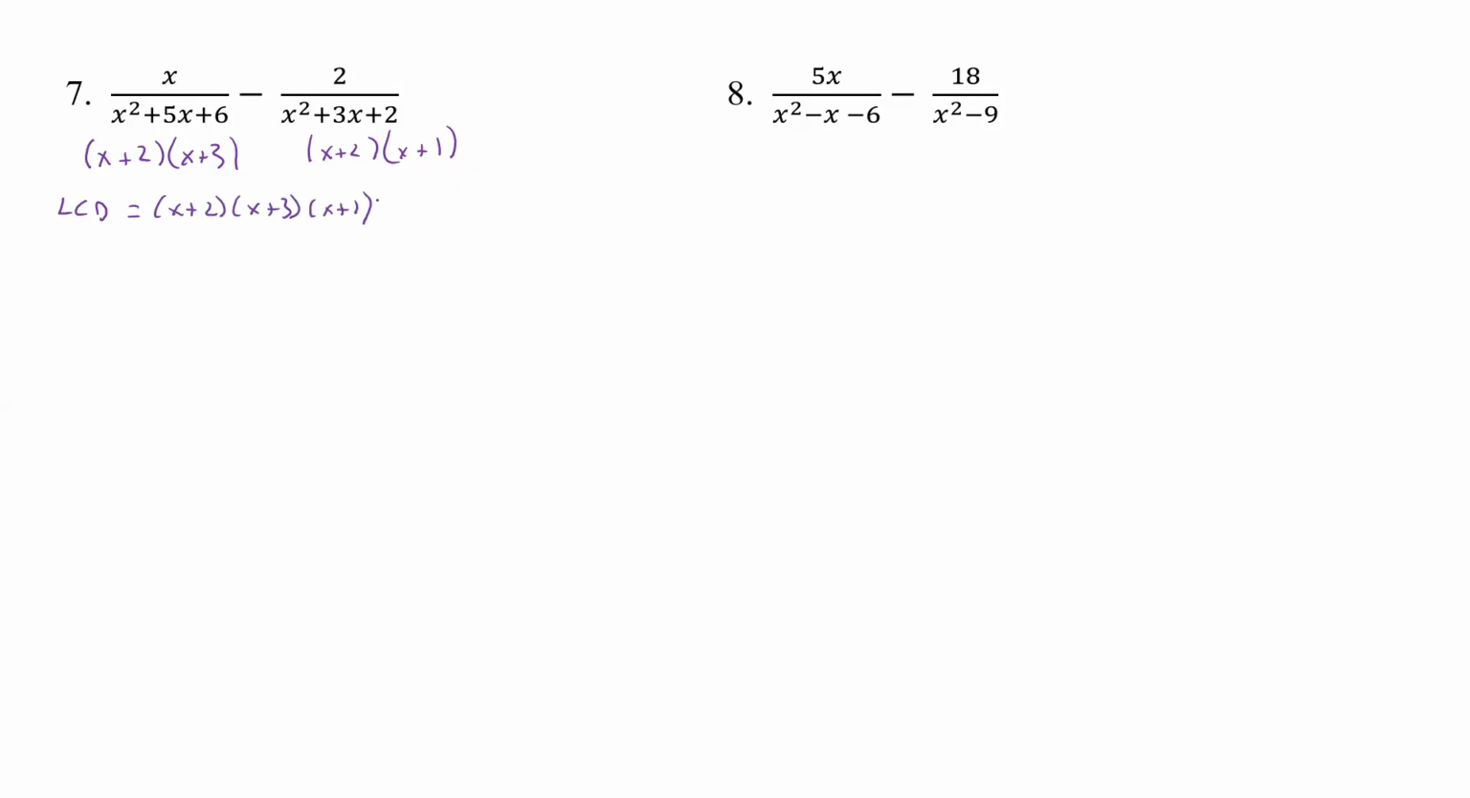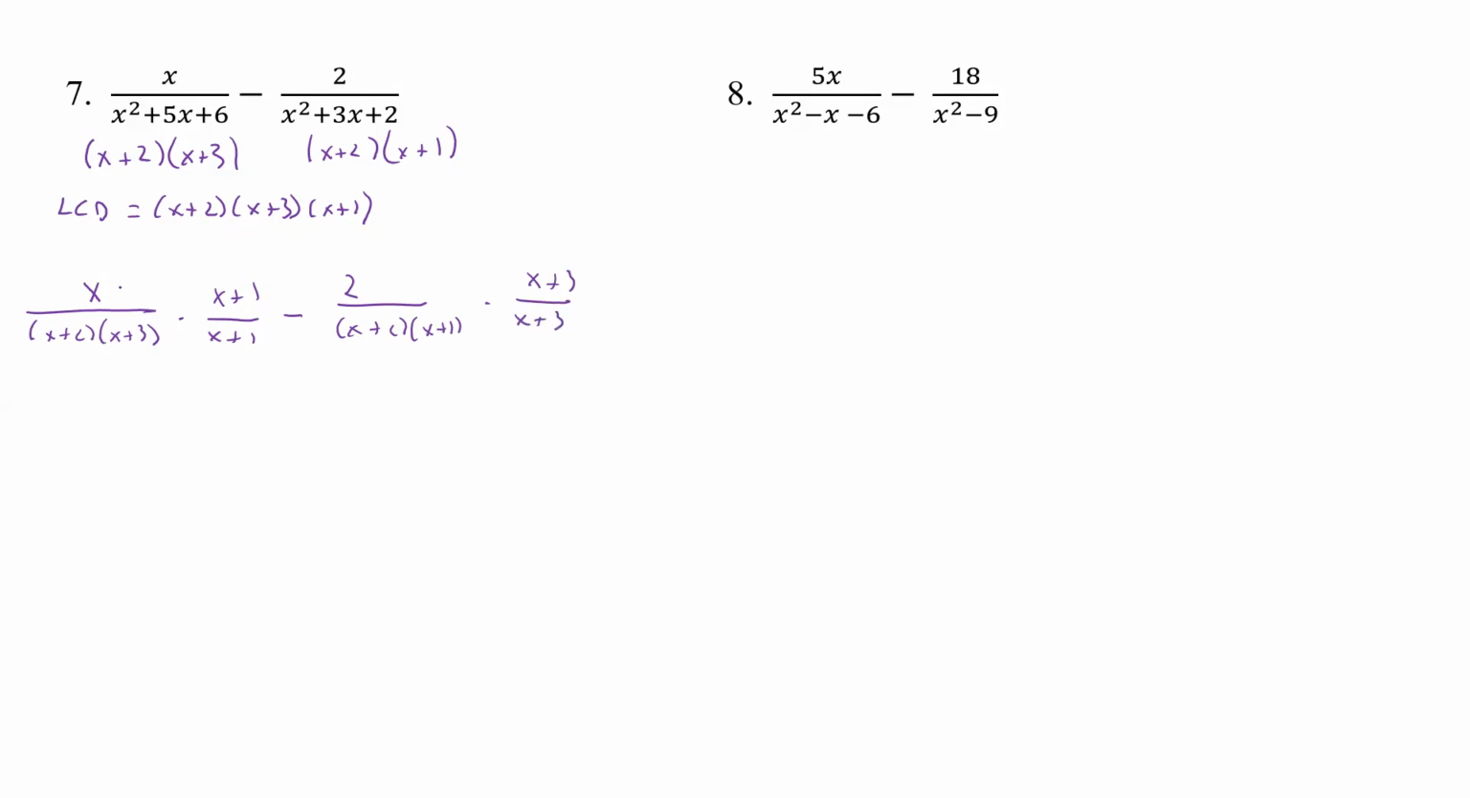Okay. So what we have to do now is rewrite each of our fractions with that LCD. And so that's going to be x over x plus 2, x plus 3, and then we have to multiply by what? Well, 2 and 3, so we have to multiply by x plus 1 over x plus 1, minus, now we have 2 over x plus 2, x plus 1, and we have to multiply that by what? Well, we have 2 and 1, so we have to multiply by x plus 3 over x plus 3.